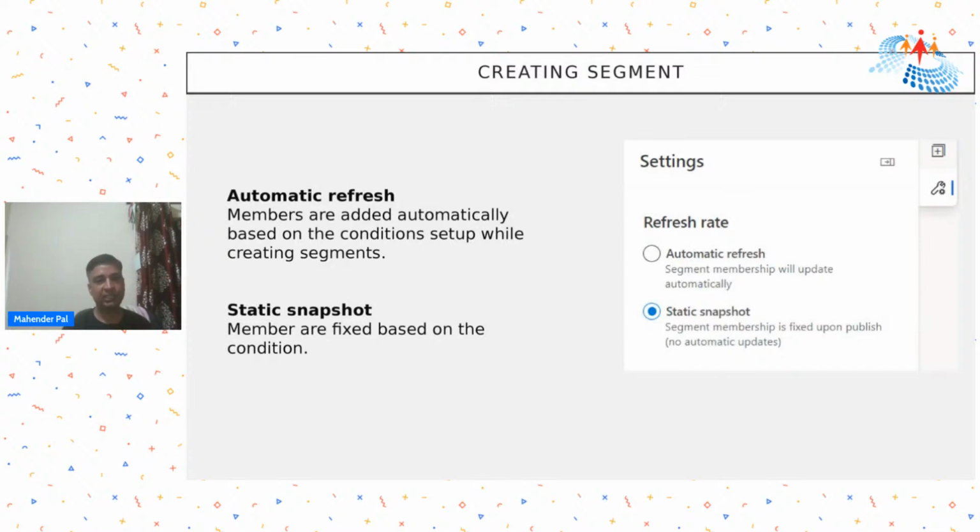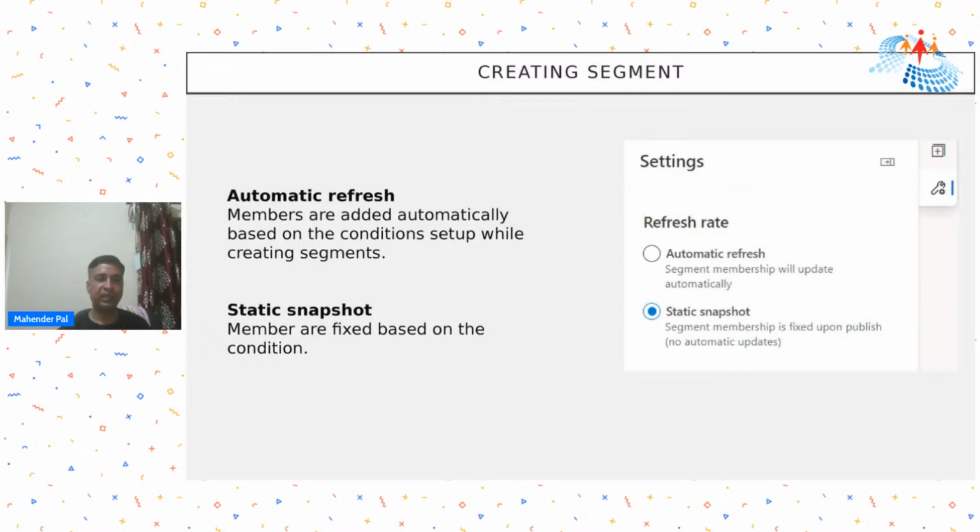Just as an example, let's say I have to create a segment where I want to include all the customers from Delhi. Right now I have 8 or 10 customers included here, and I use the automatic refresh. Now let's say in future, after some time, we get a new customer from Delhi, then that customer will be automatically included in my segment. So that's what we have here. The automatic refresh means that based on the condition, it will automatically add new members to the segment.